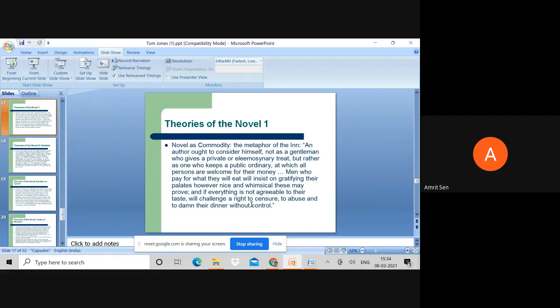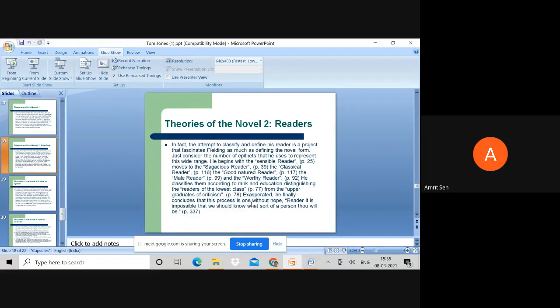So Fielding is suggesting that the novel is a commodity which people are buying with their money, and therefore the novelist has to satisfy the heterogeneous demands of the reader. Very important comment, by the way, when he defines the novel as a comic epic poem in prose, equally suggesting that the novel is a commodity and the novelist is like an innkeeper. The second thing, in continuity with this idea, is the heterogeneity of readers. We've just talked about the heterogeneity of readerly expectations. But who are these readers?